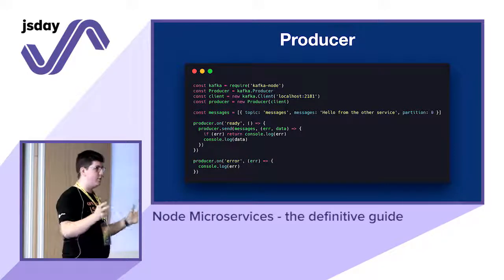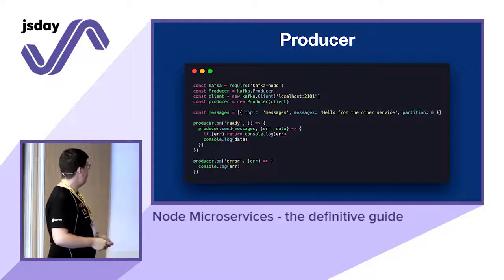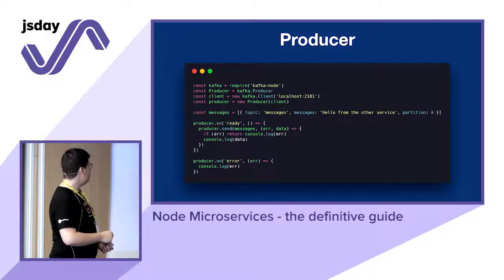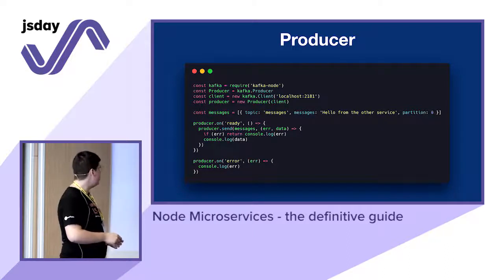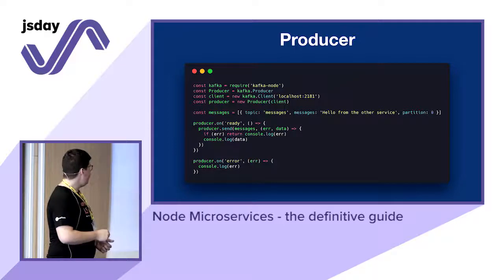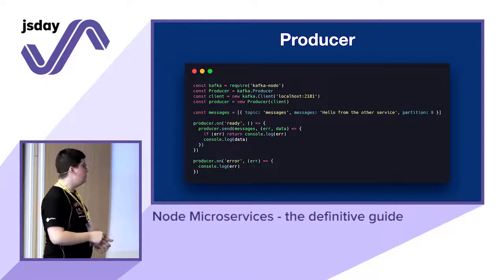So all services have to know just that. You create a producer from your client, and this is the object that you're going to use later. The message looks something like this. It can also be just an object, or it can be an array of objects. You put a topic, so the topic is "messages", for example.